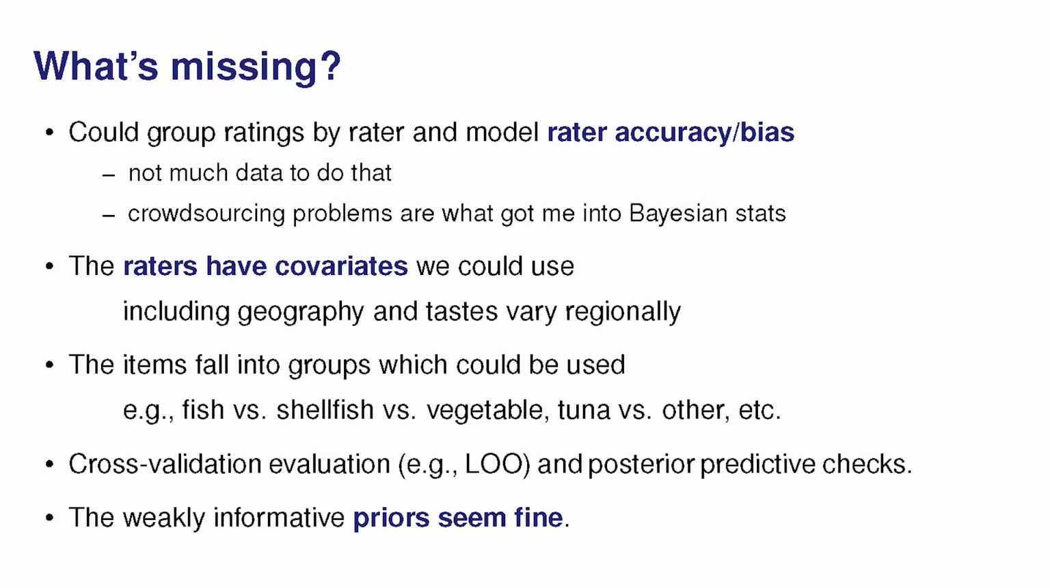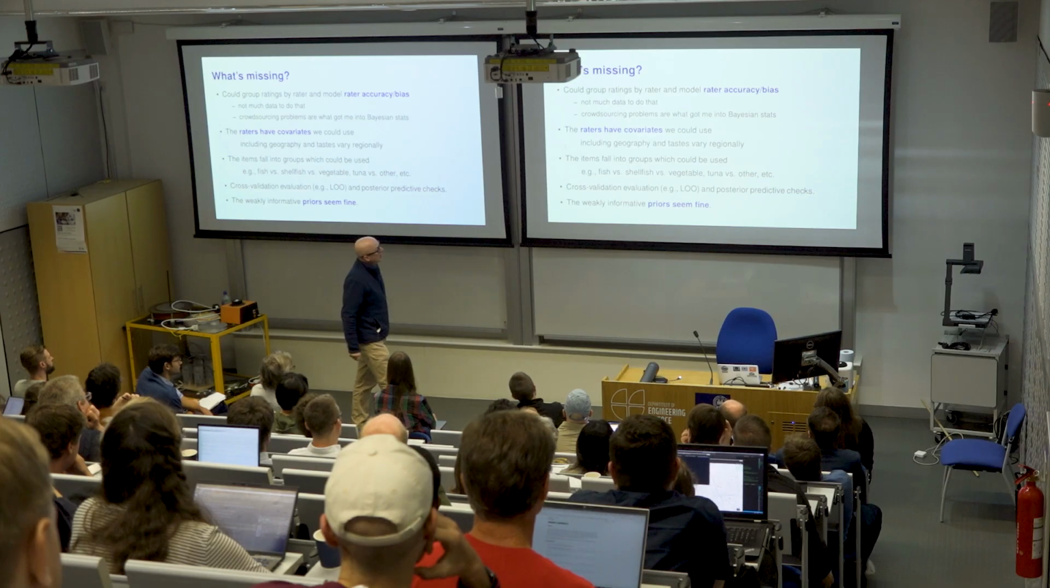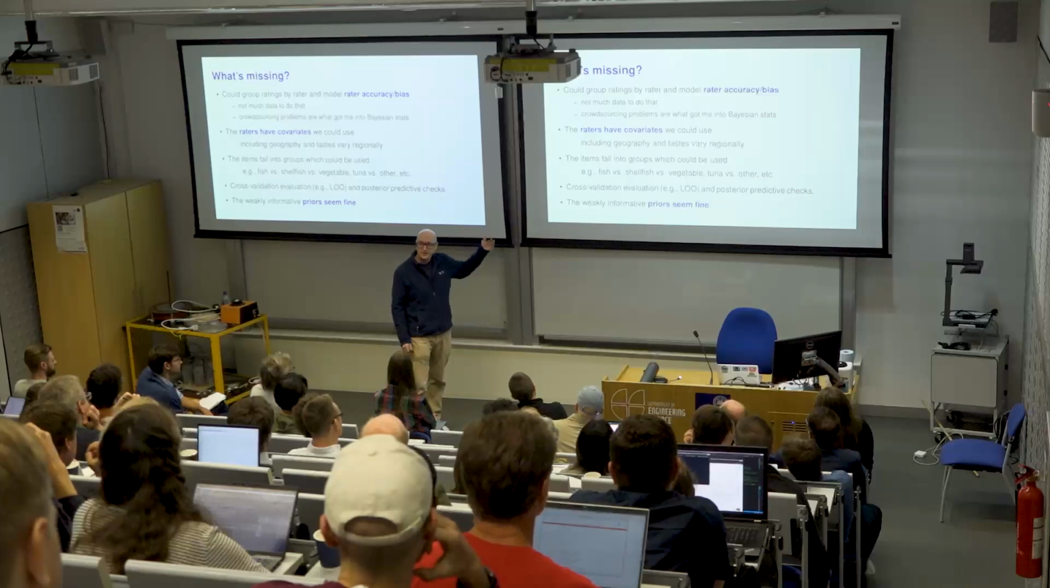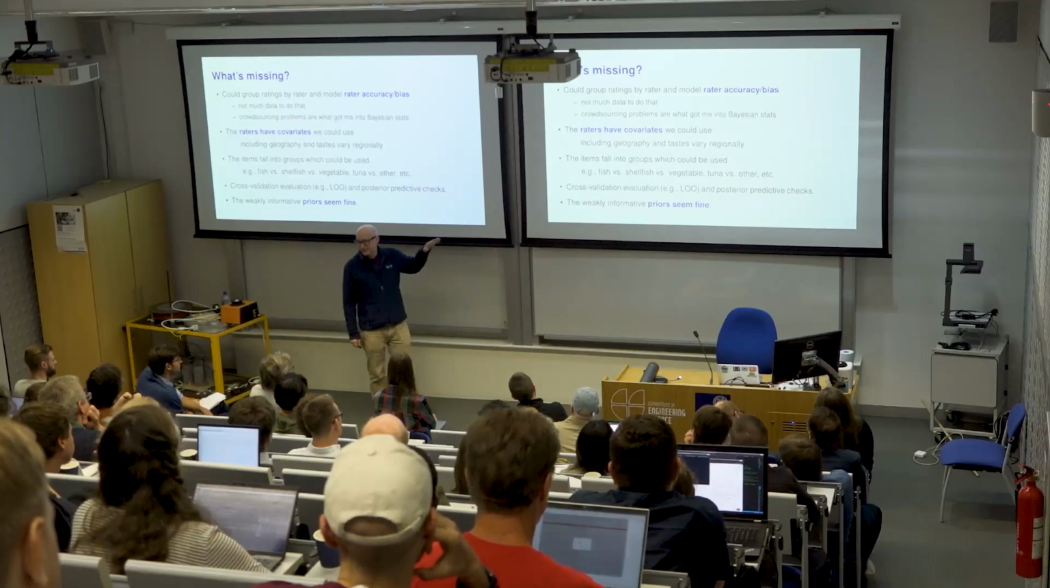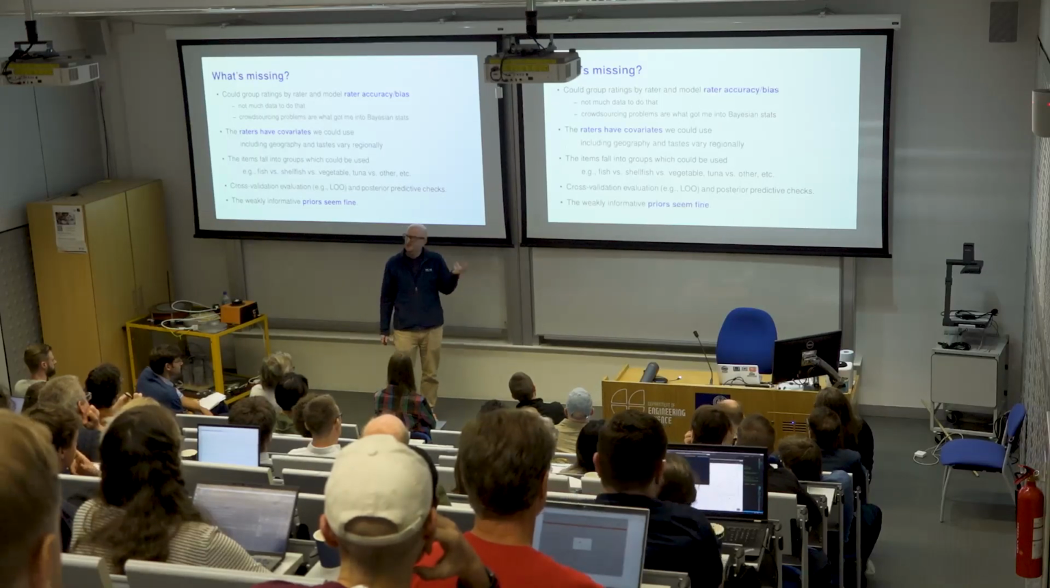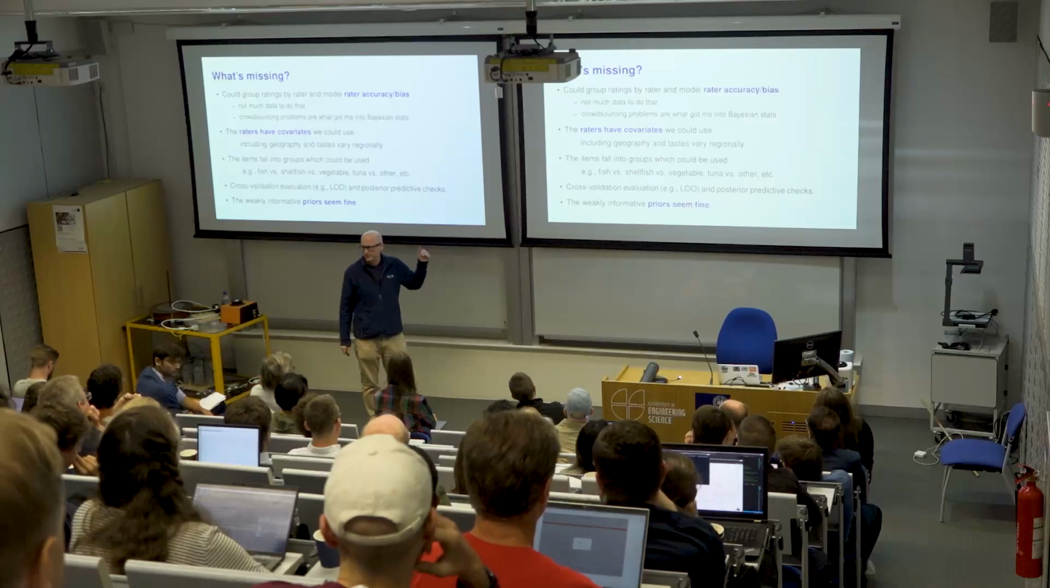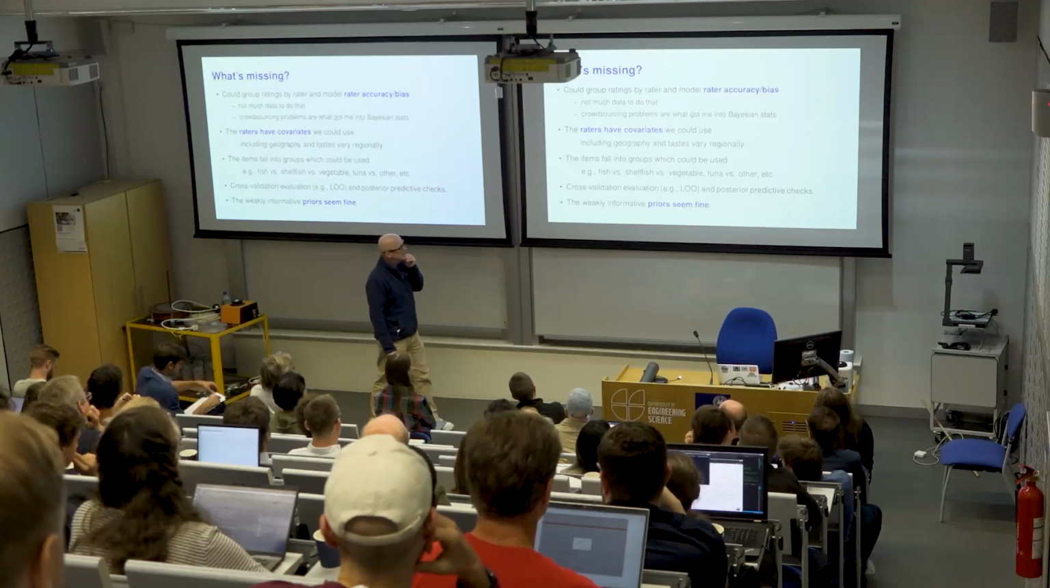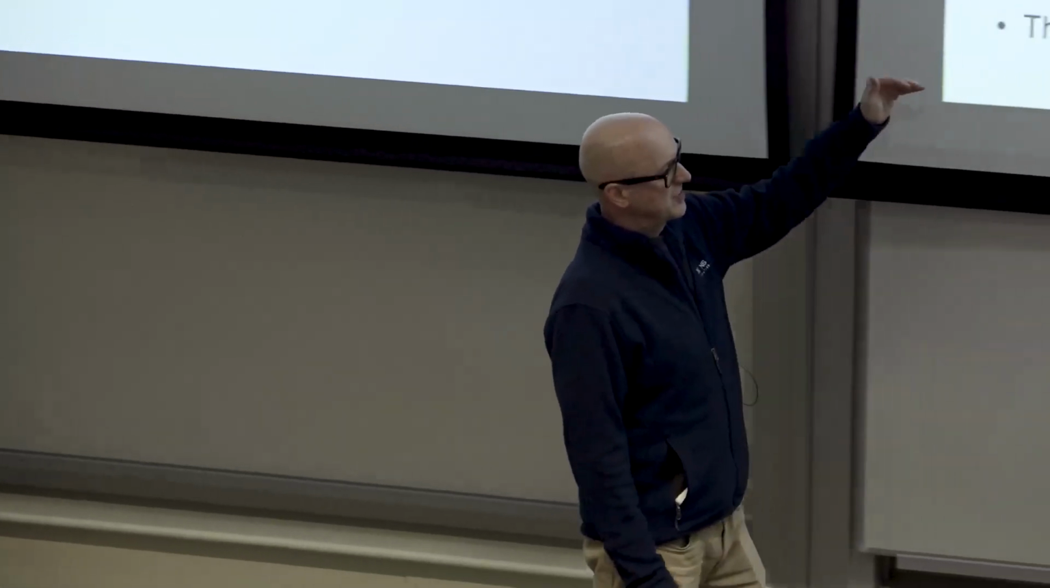Crowdsourcing problems like this are actually what got me into Bayesian statistics. That's what got me talking to Andrew in the first place. The raters come with covariates in this data set. It's a really cool data set. They have region, they have sex. I don't know if they have age. I didn't use any of the covariates, but obviously you could be doing that. The items themselves fall into groups like tuna versus everything else, or fish versus shellfish versus vegetable. We could do something like cross-validation evaluation.